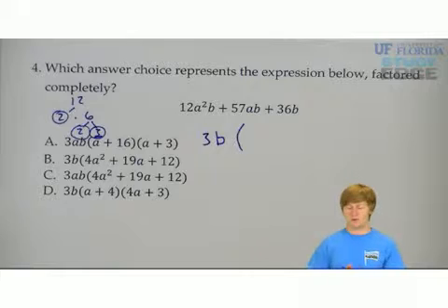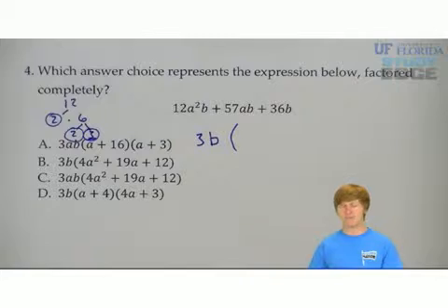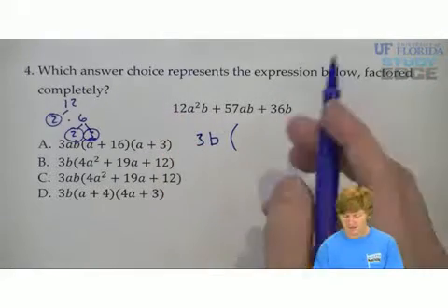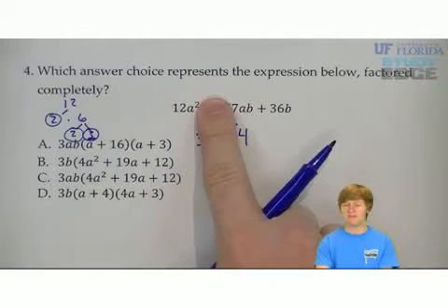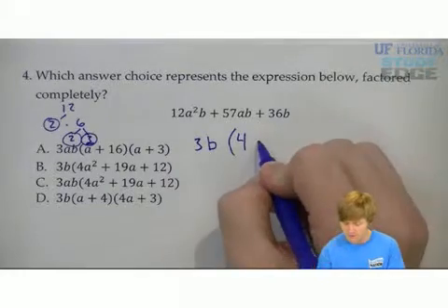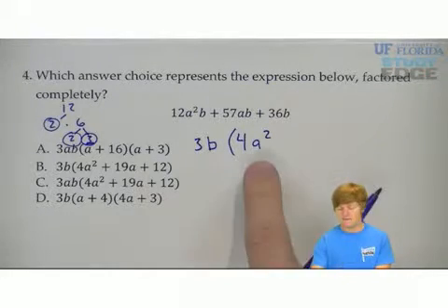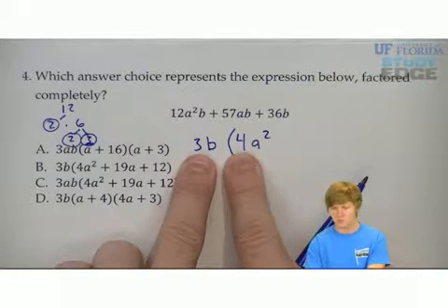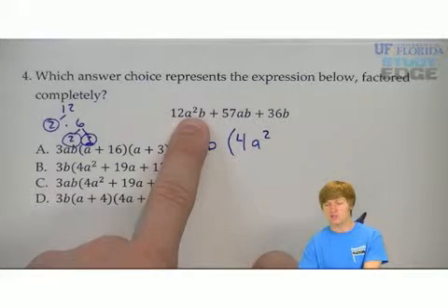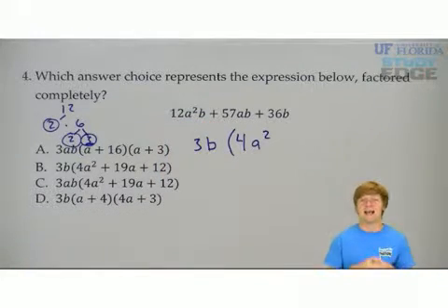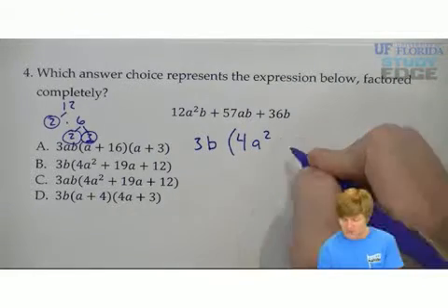But what am I left with? Really, I'm taking each of those terms and dividing by 3b. 12 divided by 3 is 4, and since I factored out the b, I divided by b, so it's not there anymore. I'm just left with 4a squared. I can double check: if I multiply 4a squared times 3b, I get 12a squared b, which is what I started with. But remember, I'm factoring out, so here I have 3b times 4a squared.